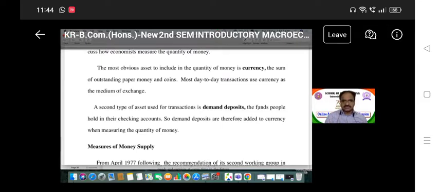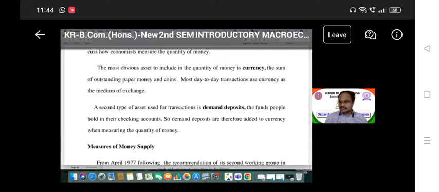You know very well. The second type of asset is called demand deposits. Demand deposits are the funds people hold in their checking accounts. Checking accounts here mean fixed deposits, term deposits, recurring deposits, the different deposits taking place in all the government sector institutions as well as the post office and different sources.